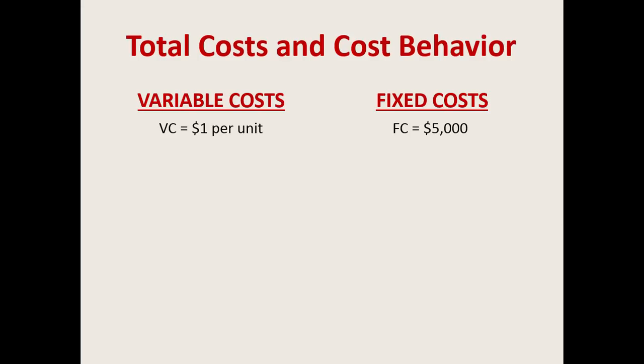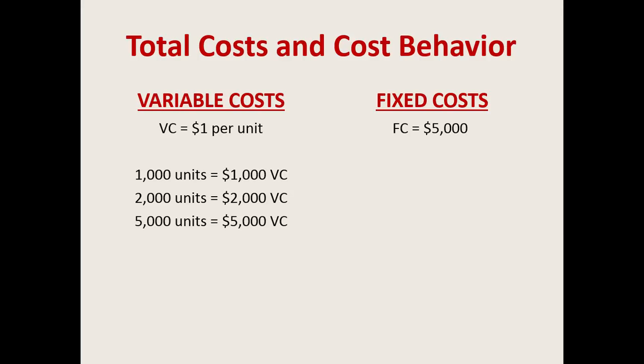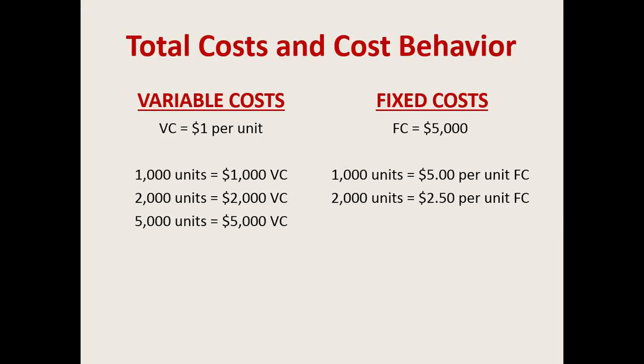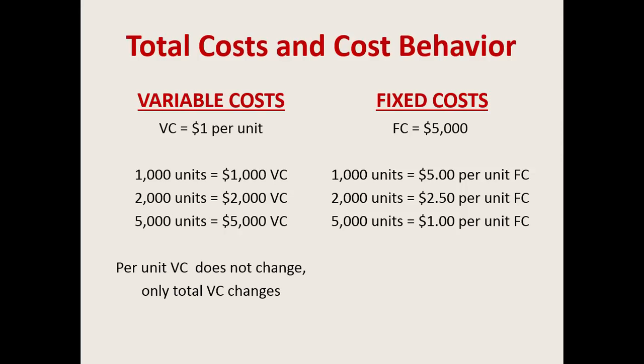So if variable costs are $1 per unit and fixed costs are a total of $5,000, as production changes, the total will change. The per unit stays the same with the variable cost. As production goes up, you're spreading out that $5,000 over more units, so the per unit fixed cost will change. Key to remember here: the per unit variable cost does not change. The per unit fixed cost does change. Only total variable costs change, but total fixed costs do not.